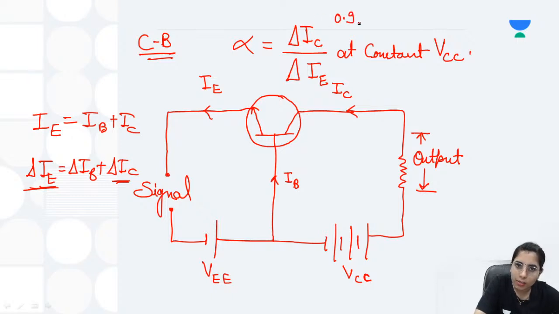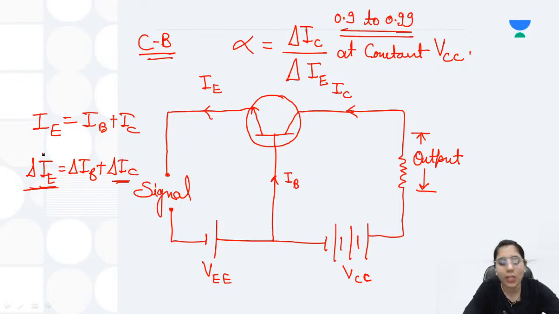The practical connection of this type of transistor will have the current amplification factor in case of common base 0.9 to 0.99. It cannot lead to 1.